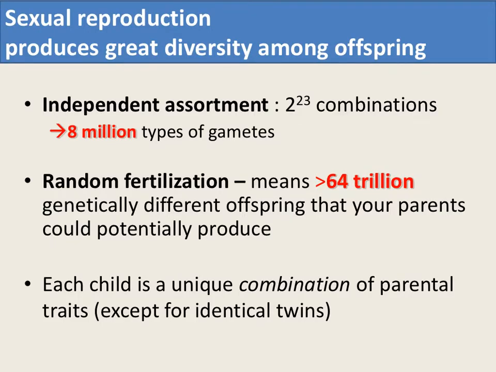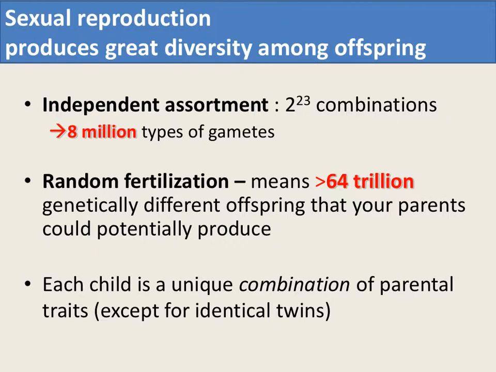So it's called independent assortment since you have 2 of each. The combination that you can have is 2 to the 23. So 2 squared is 4, right? 2 to the 3rd is 8. 2 to the 23 is 8 million types of gametes that are different from one another.